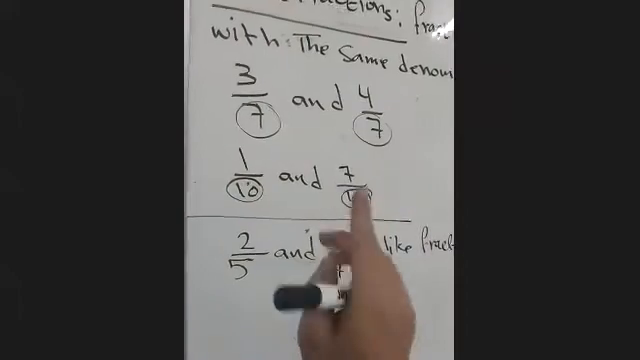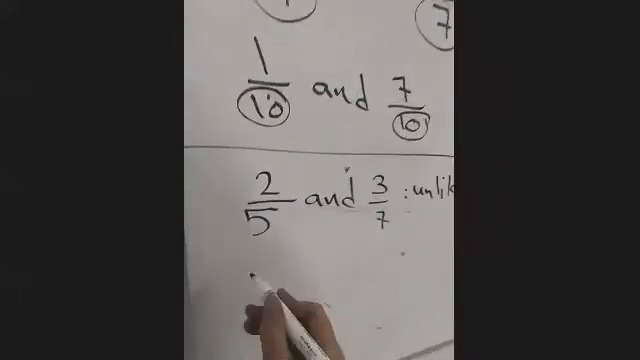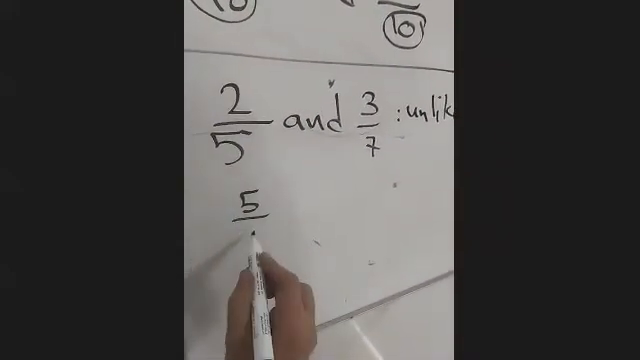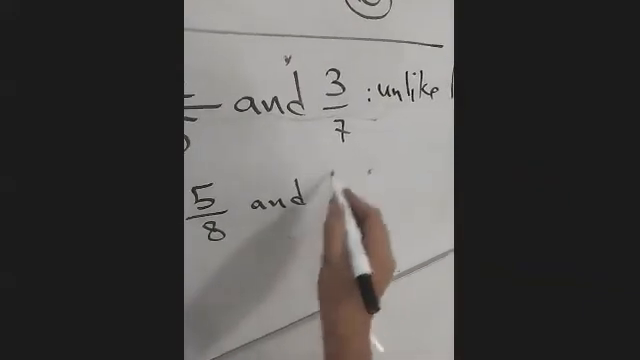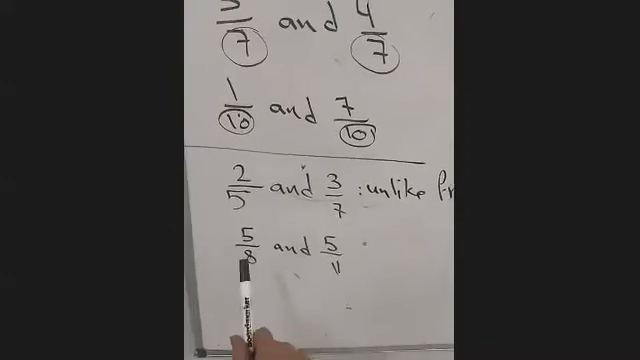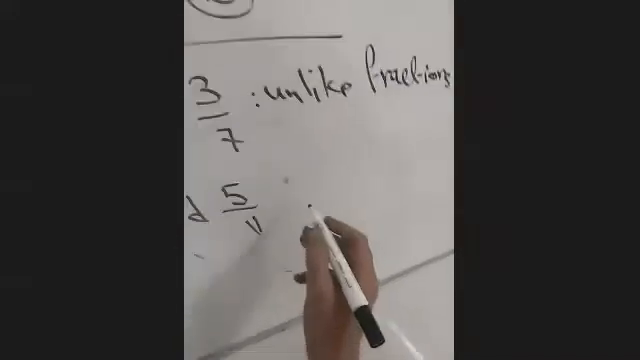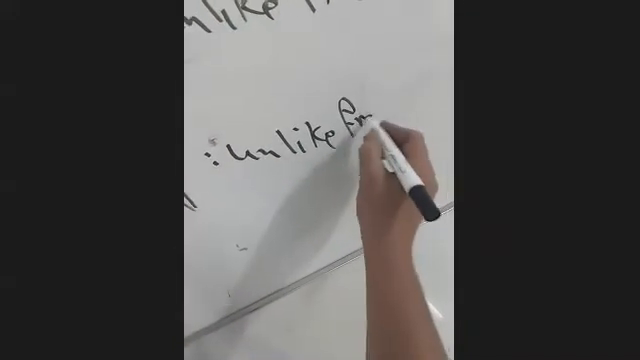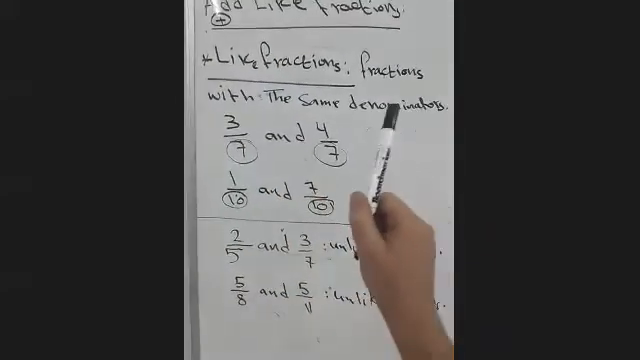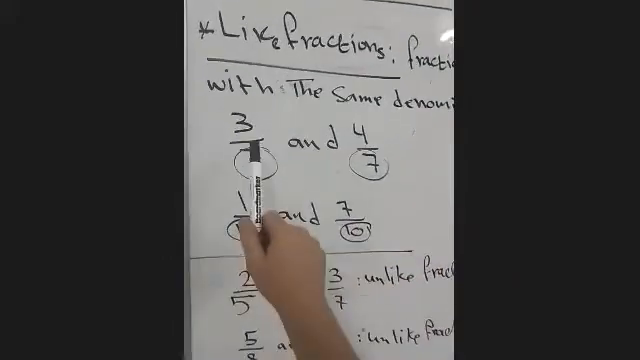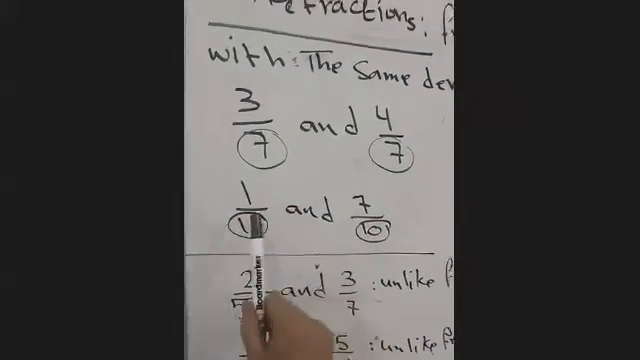Okay, guys? How about the numerators? If we have the same numerators, for example, 5 over 8 and 5 over 11. I have the same numerators, but the denominators are different. So still unlike fractions. So what are the like fractions again, guys? Like fractions means fractions with the same denominators, okay?